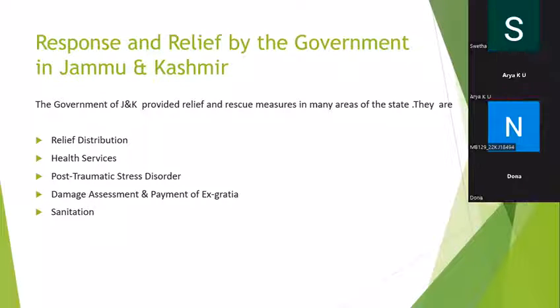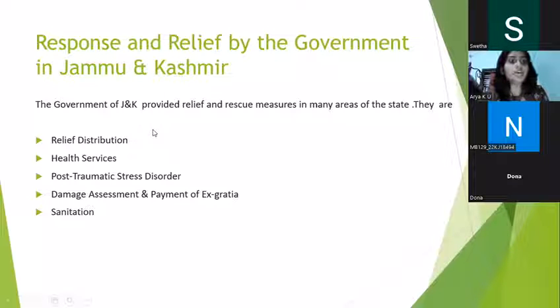Next is the response and relief by the government in Jammu and Kashmir. The government of Jammu and Kashmir provided relief and rescue measures in many areas of the state. First is relief distribution, which includes the distribution of free ration and other necessities to the affected people. Next is health service. The government initiated a team of doctors, arranged from the center, to provide medical assistance in different hospitals in Srinagar.